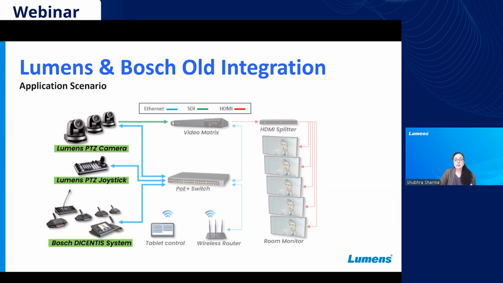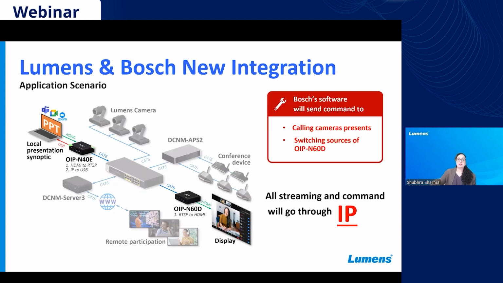But with the N60D, that OIP category, we have changed everything from an SDI-based solution to IP. So now you can call cameras with the look at me feature, call camera presets, even switch sources, and all that can happen on IP now. Everything is on a network now, as you can see. So that's another benefit of this OIP AV bridge solution.